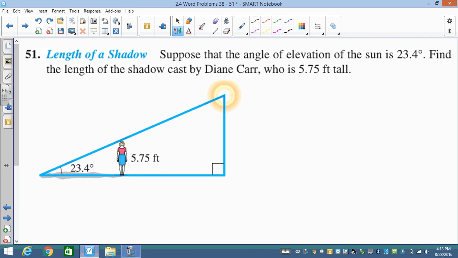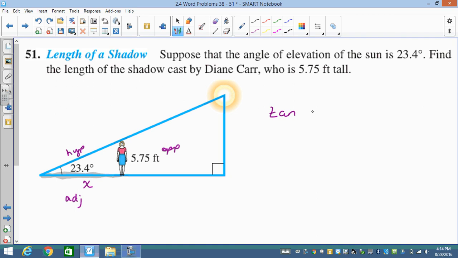Okay, length of a shadow. Suppose the angle of elevation of the sun is 23.4 degrees. Find the length of the shadow cast by Diane Carr, who is 5.75 feet tall. So here's the sun, it's hitting her, and it's forming this shadow. That's the length we're looking for, just back here. This would be my hypotenuse, this is my opposite side, and this is my adjacent side. We are looking for the adjacent. We have the opposite, and we don't need the hypotenuse, so we're using tangent again.